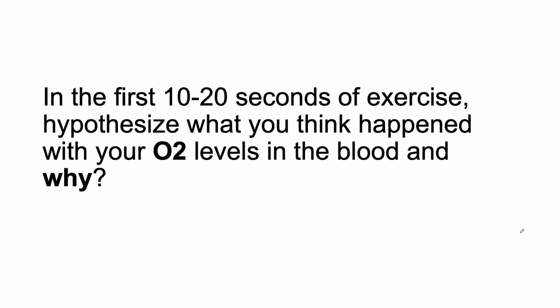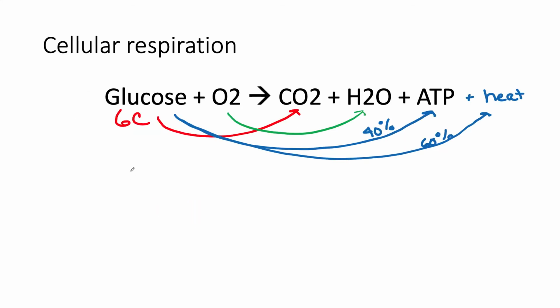The next question was, in the first 10 to 20 seconds of exercise, hypothesize what you think happened with your oxygen levels in the blood and why. So don't forget, we're still looking for the how and the why. What I was looking for was some kind of explanation that oxygen is required to make ATP. When you first start exercising, your O2 levels are going to go down in the cell. So O2 will decrease in the cell because it's being used up to make ATP.